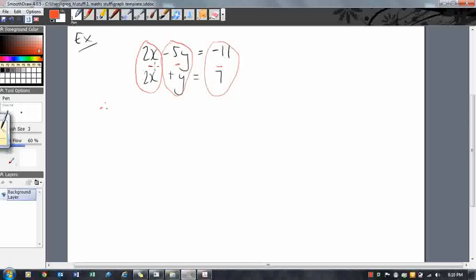Therefore, 2x minus 2x is 0x. That's just going to disappear. Okay, and that's the reason we've done it. We've eliminated the x variable. Here, be careful. We've got negative 5y minus y, which is minus 6y, is equal to negative 11 minus 7. That's negative 18. Solve it. Therefore, y is equal to negative 18 divided by negative 6, which is equal to positive 3. So there's your y value. Y is equal to 3.